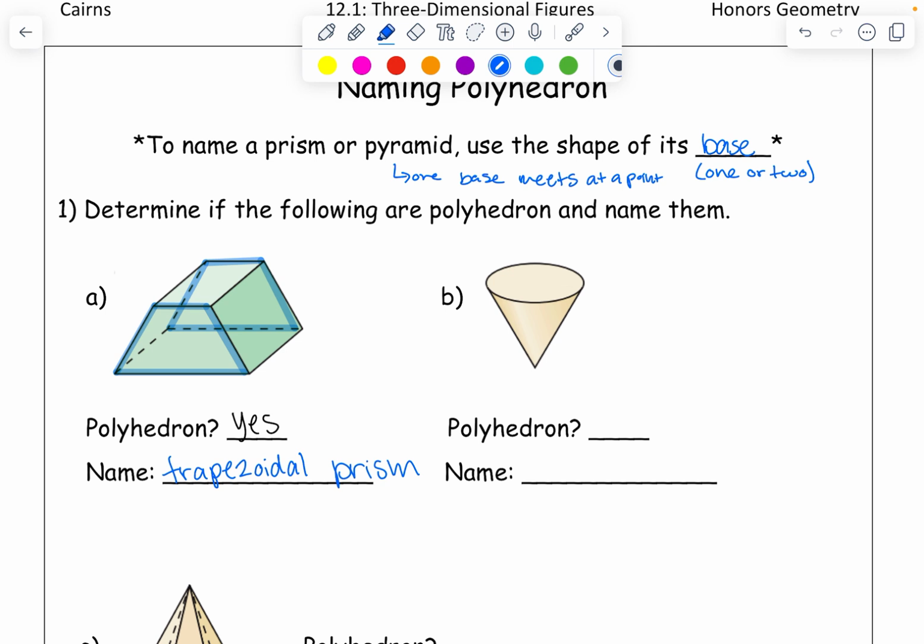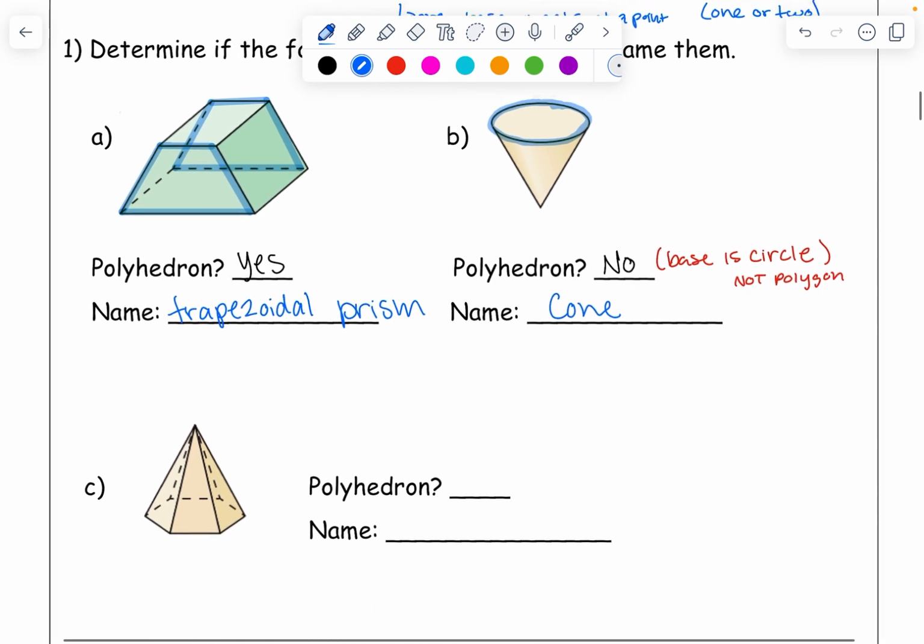Okay, if we look at B, the base is this circle. Is a circle a polygon? Hopefully you say no. Since a circle is not a polygon, we're able to say no to the polyhedron, because the base is a circle. And the name of this 3D shape is a cone.